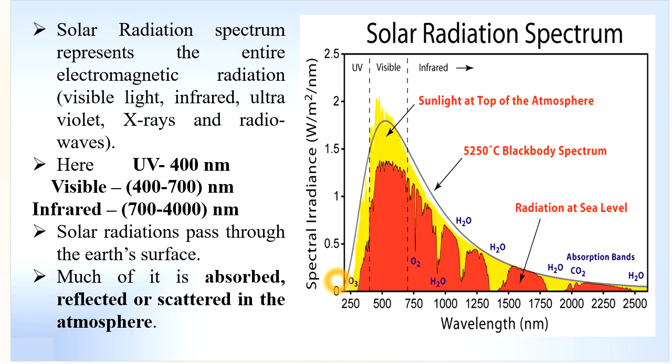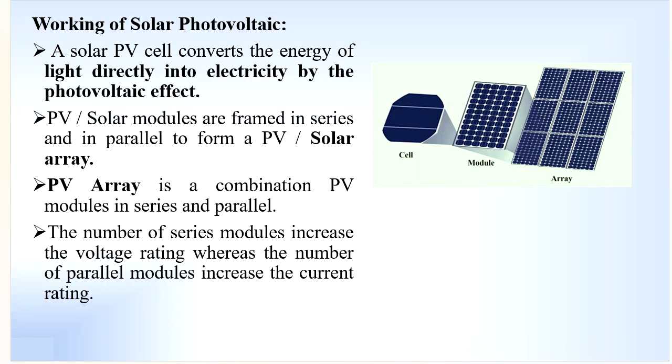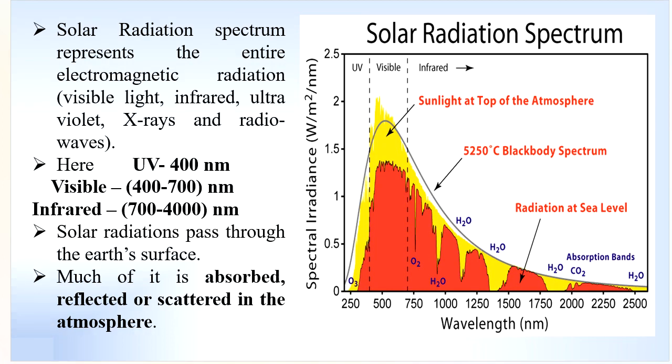Okay, right, let us see what is this solar radiation spectrum. With this solar radiation spectrum we will close this lecture first. So if you see here, there is sunlight at the top of the atmosphere, which is more than what is falling onto the surface, right? Just now I told. And there is a 5250 degree centigrade black body spectrum. This black color one is that, and yellow color is the one at the top of the atmosphere. And radiation at sea level is nothing but on the surface, so surface is referred to as sea level.